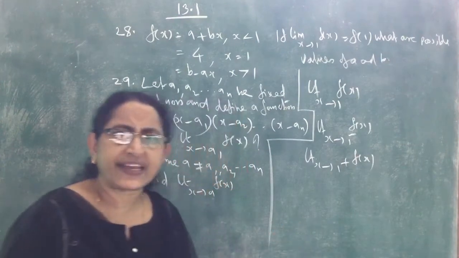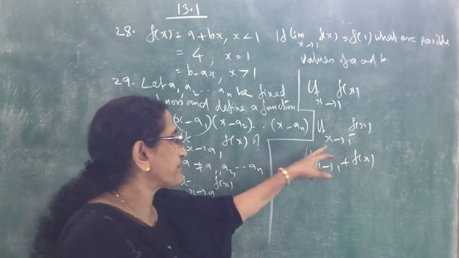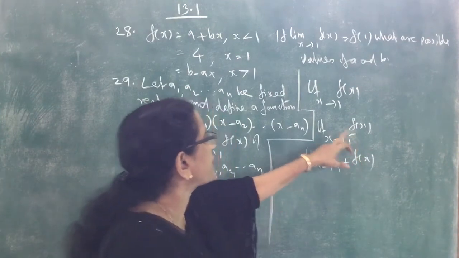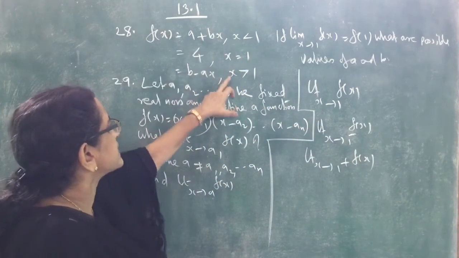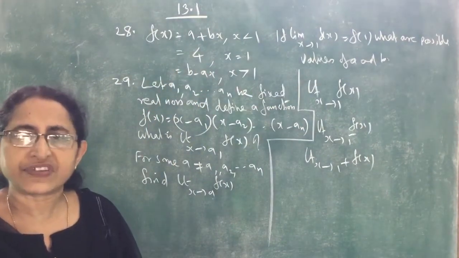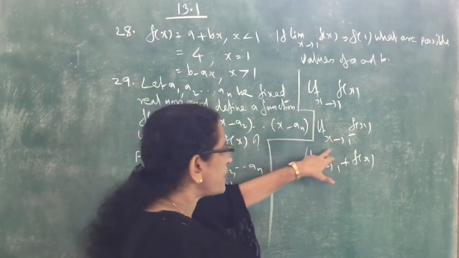Here we want to find the left limit and right limit because when x < 1 and x > 1, f(x) is different. For x < 1 and x > 1, f(x) is different. So we want to find the left limit and right limit. So first we will find the left limit.